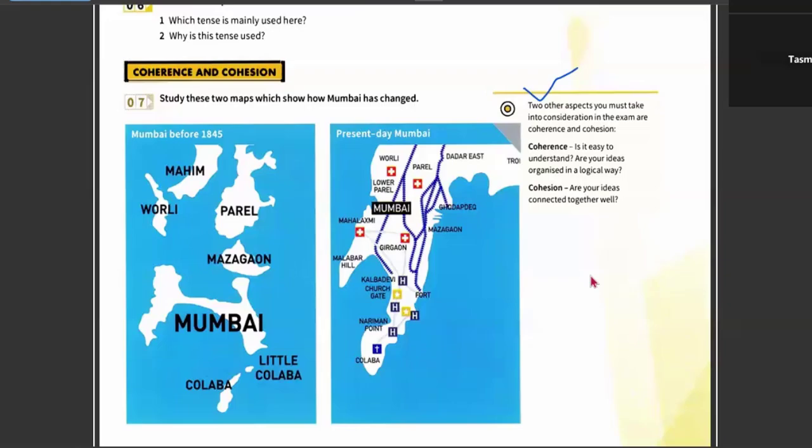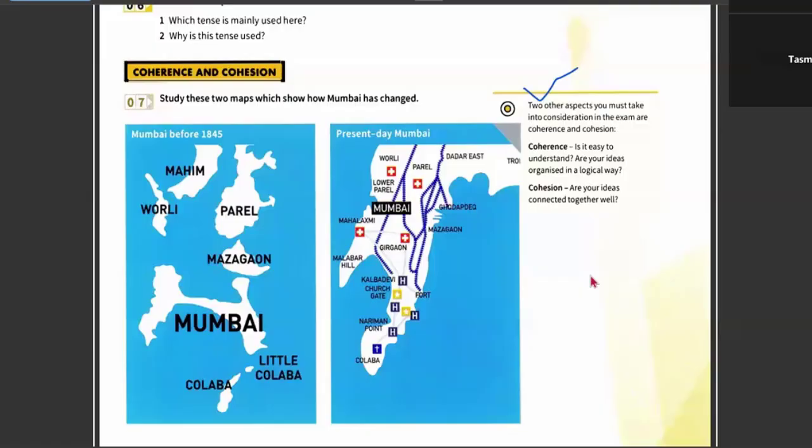So, moving on to the next map, we can see two maps of Mumbai. One is from before 1845, when Mumbai had many islands. It was not one whole piece of land. It consisted of many islands together around each other. But in the present day, it is a piece of land altogether, and it has many other places that have been named in a new way, and it has other constructions in it too.